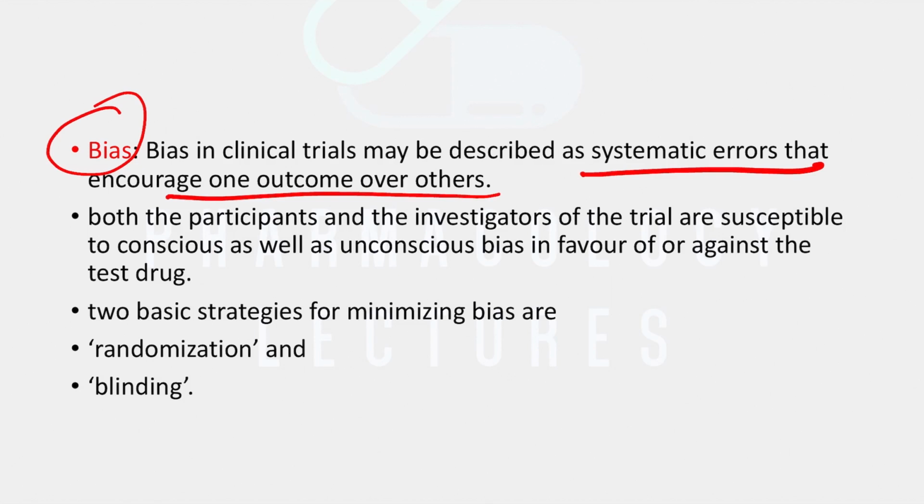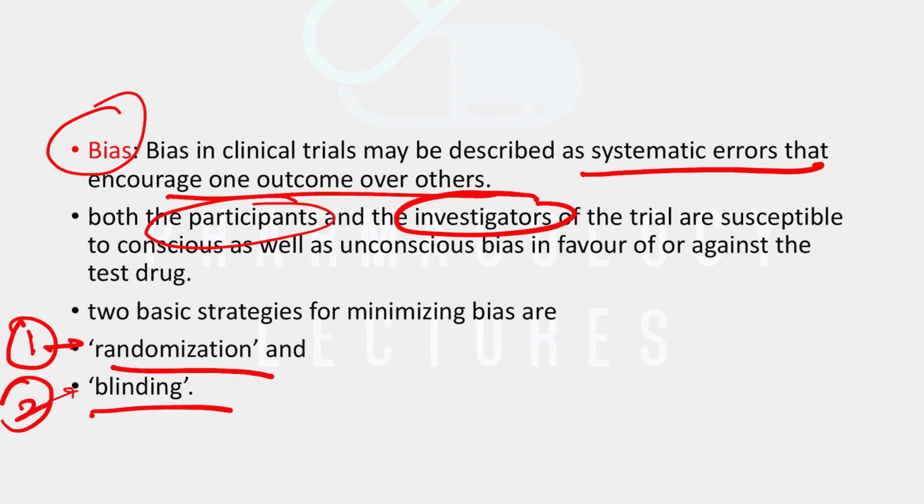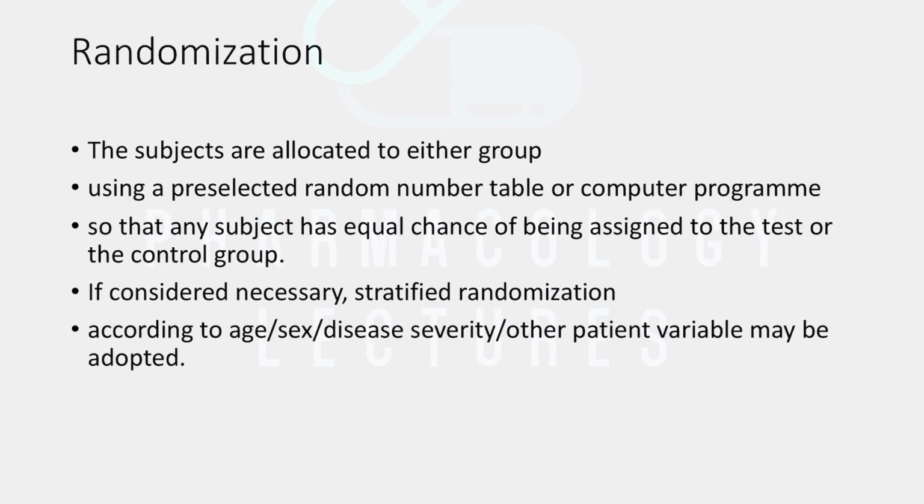So that bias can be from many sides. That bias can arise from the participant side. That bias can arise from investigators who are involved in the studies, who are keeping watch on the studies. So it can arise from both parties. So to reduce that bias, two strategies are important. One is randomization, and second is blinding. So bias is a partiality, or errors that can arise from both the participant as well as the investigator side. And to decrease that, we need to take two actions: randomization and blinding.